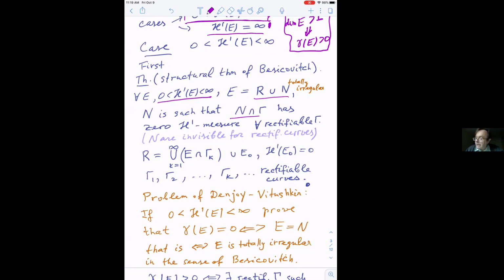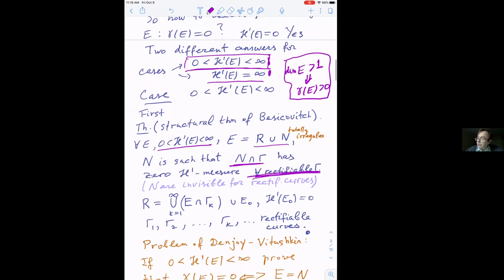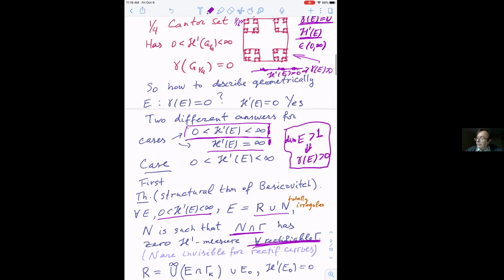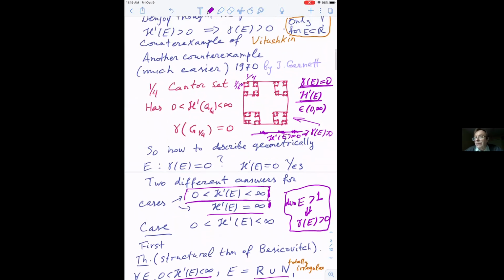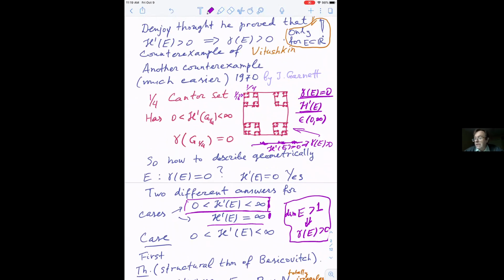If you intersect it with any rectifiable curve, then the intersection has 0 length. One can think that this is something very strange, but no, it's not very strange. It's not very wild. So this is the example of it.